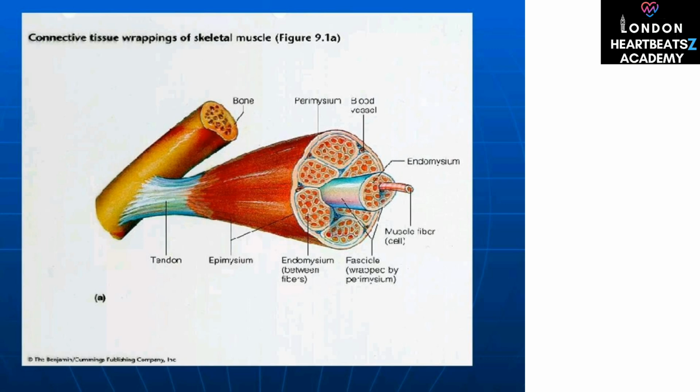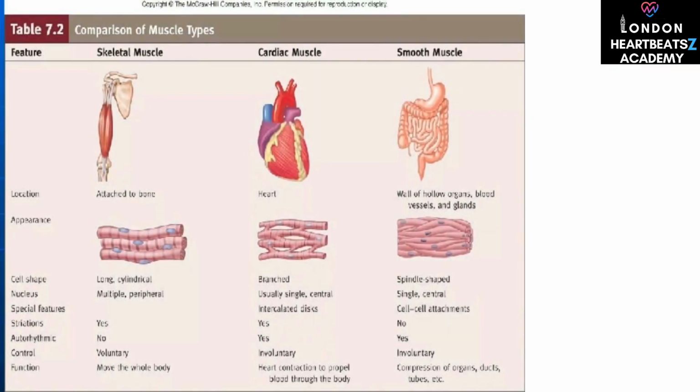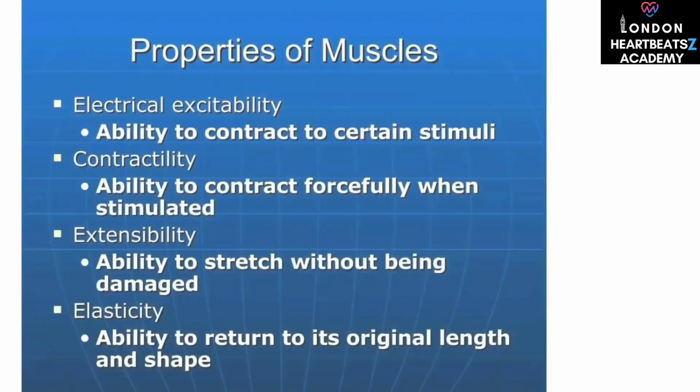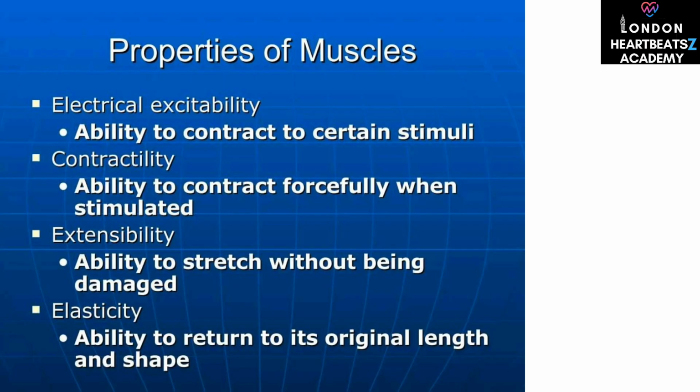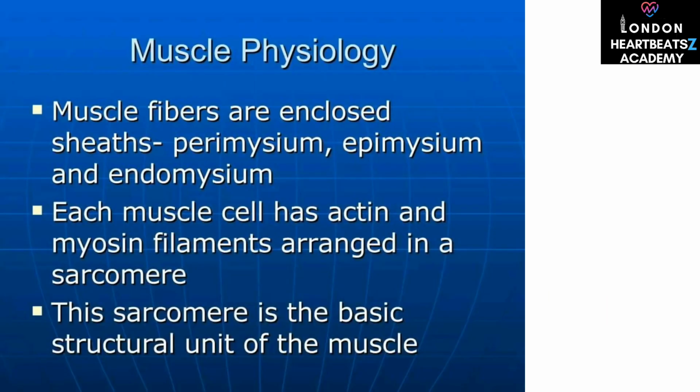Skeletal muscle fibers are wrapped in connective tissue sheaths, including the endomysium, perimysium, and epimysium, which connect to the tendon and bone. This table compares skeletal, cardiac, and smooth muscle types, highlighting differences in location, appearance, cell shape, control, and function. Muscles have key properties: electrical excitability, contractility, extensibility, and elasticity, which allow them to respond to stimuli and change shape. In muscle physiology, muscle fibers are enclosed in sheaths.